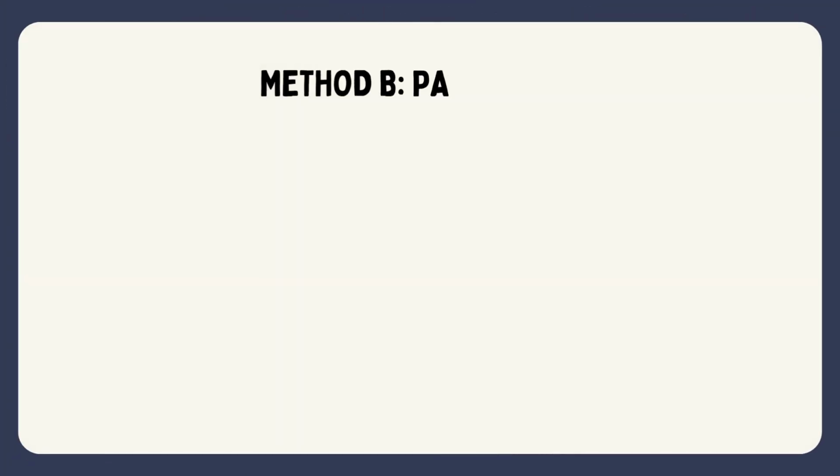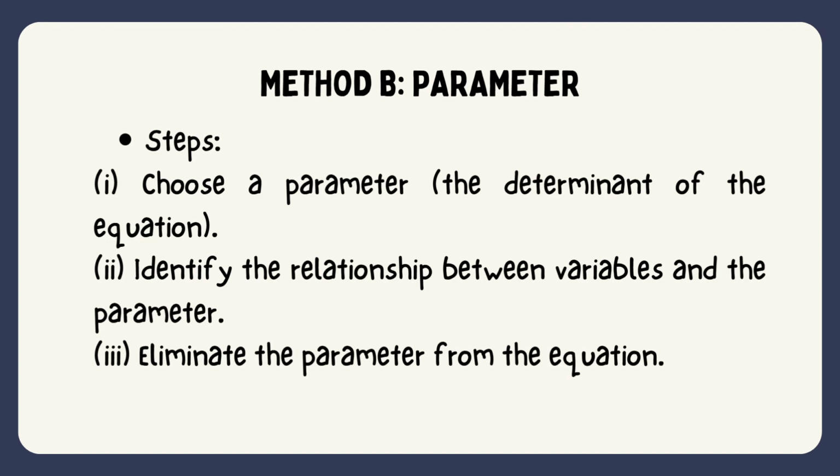Next is method B, using the parameter. If you need to use this method, you can follow several steps. First, choose a parameter, where the parameter is the determinant of the equation. Then, we need to find the relationship between variables and the parameter. And last but not least, we should eliminate the parameter from the equation.